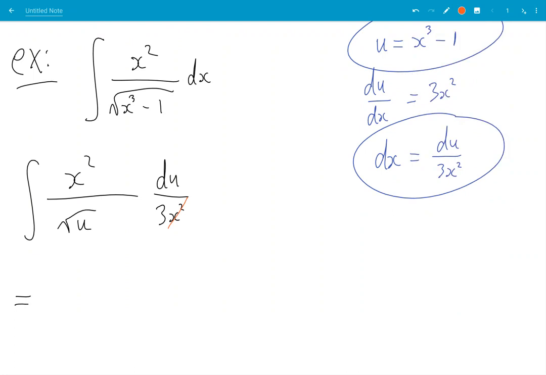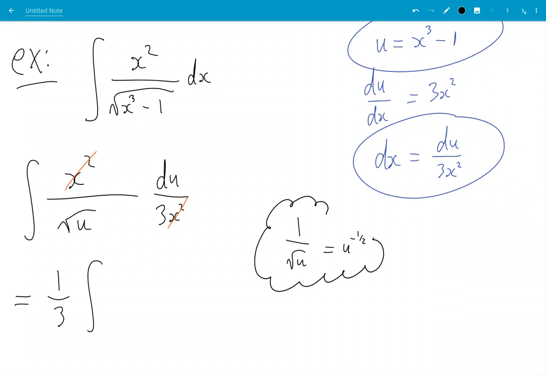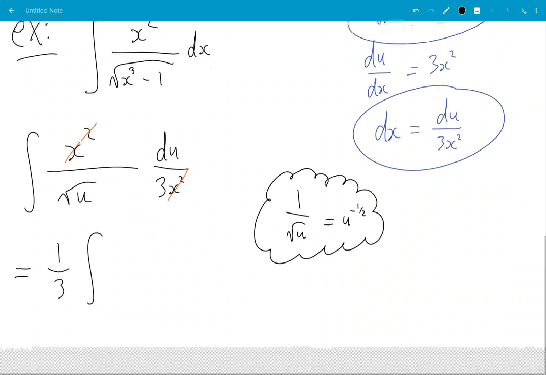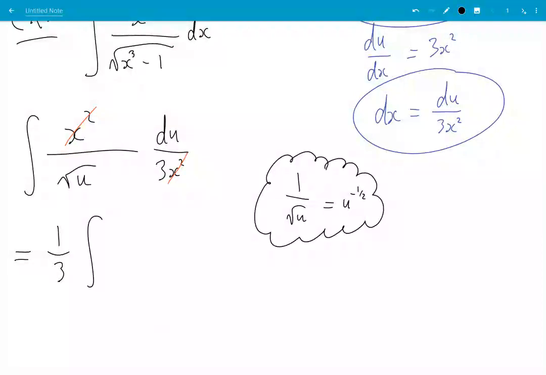Okay, x squared, cancel, cancel. That 3 will move out front as a third. I got 1 over root u. That's u to the negative a half. Let's put that in a thought bubble. Thought cloud. So what's left inside is u to the negative a half du.